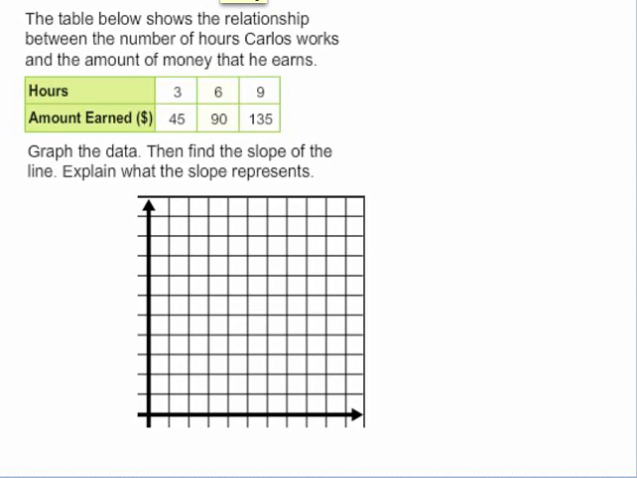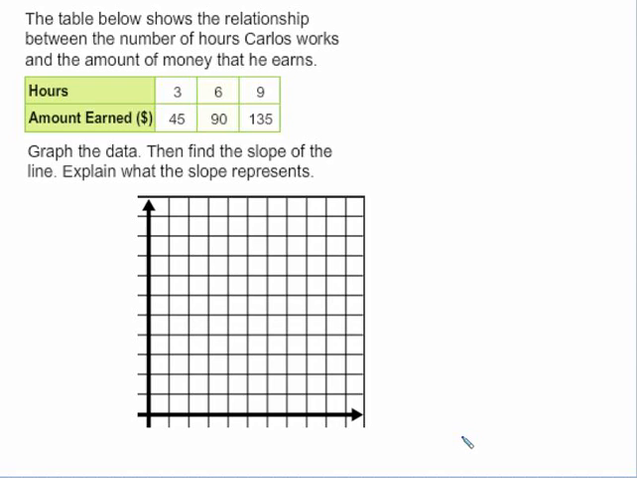So we're going to jump right into an example. The table below shows the relationship between the number of hours Carlos works and the amount of money he earns. Graph the data, then find the slope of the line and explain what the slope represents. Well, let's start with graphing. A quick review of graphing. I think we've talked about this before, but a good reminder.